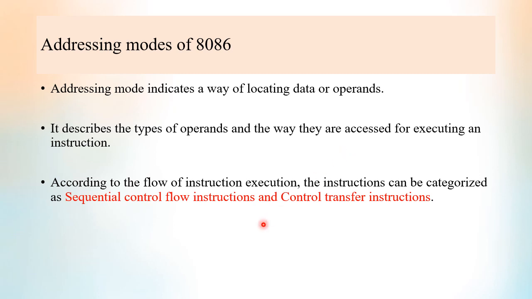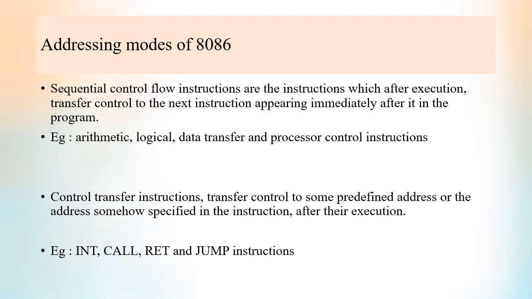According to the flow of instruction execution, the instructions can be categorized into two. First one is sequential control flow instructions. Second one is control transfer instructions. Sequential control flow instructions are the instructions which, after execution, transfer the control to the next instruction appearing immediately after it. They follow a sequential kind of execution. Examples are arithmetic instructions, logical instructions, data transfer instructions, etc.